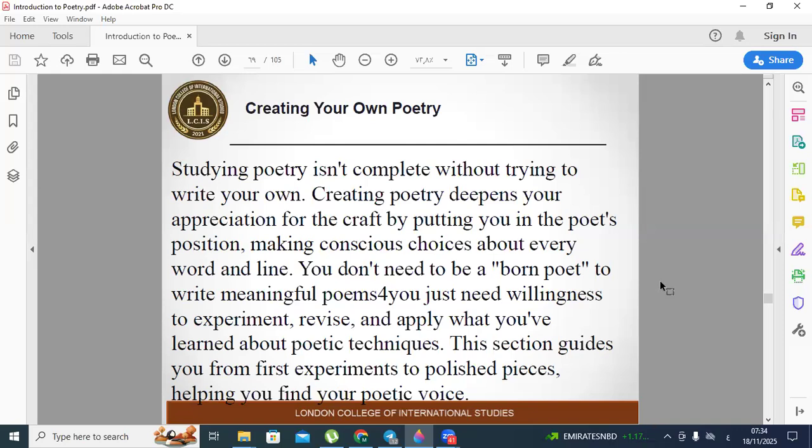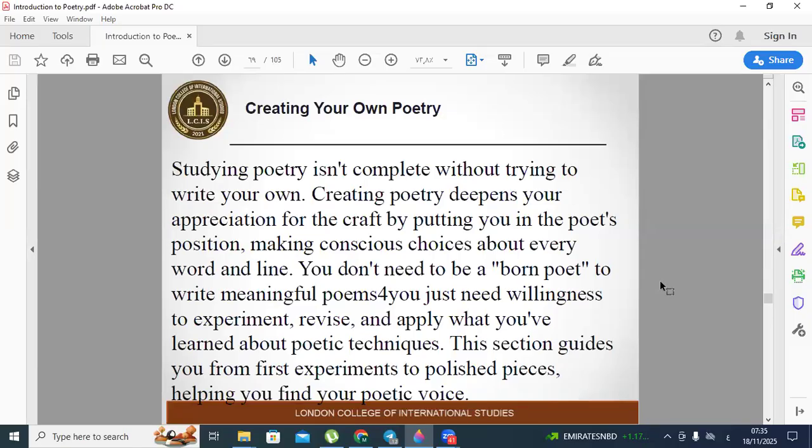You do not need to be a born poet to write a meaningful poem. There is no such thing as a born poet, just people who practice writing. You just need willingness to experiment, revise, and apply what you've learned about poetic techniques. This section guides you from first experiments to polished pieces, helping you find your poetic voice.